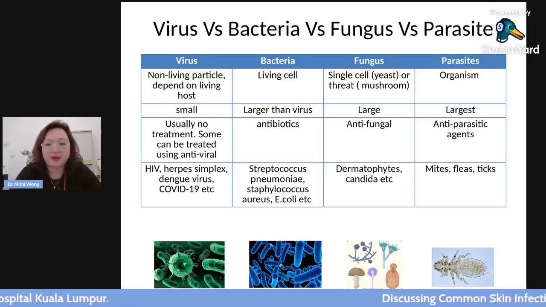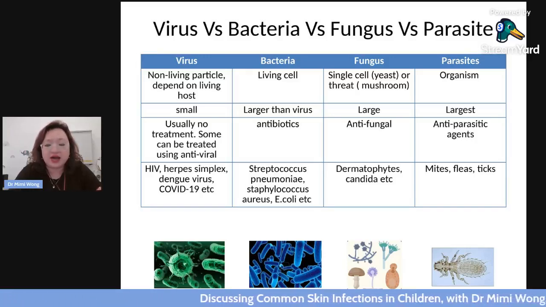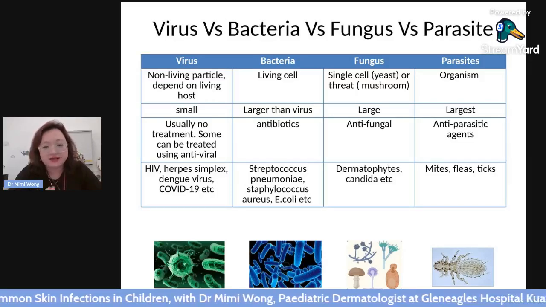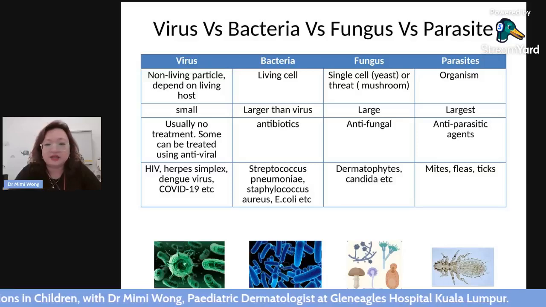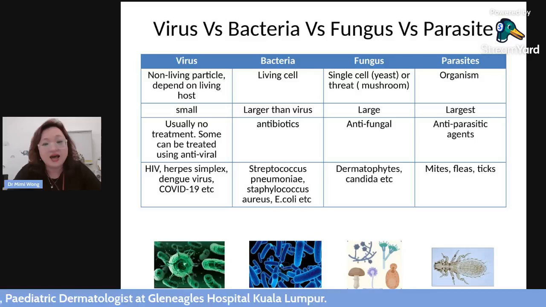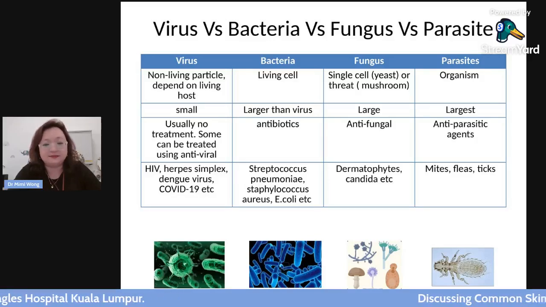What about fungus and parasites? They are big organisms that you can actually see with naked eyes, so very straightforward. For fungus, you use antifungals, right? The examples are dermatophytes and candida, whereas for parasites, you use antiparasitic agents. Examples of parasites include mites, fleas, and also ticks.